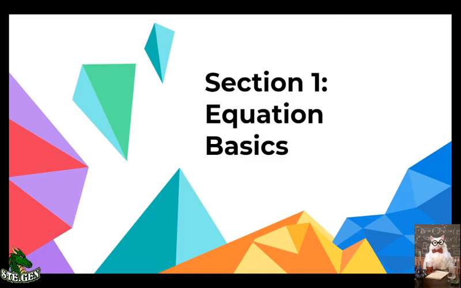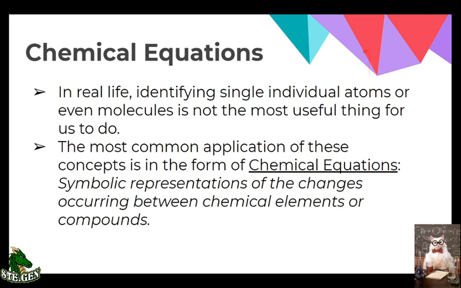So for section 1, we've got equation basics. In real life, identifying just single atoms or single elements, like looking at them and saying, oh, well, that's an iron, and then that's 2 chlorines, so that means iron must have a 2+ charge, so iron(II) chloride. Bam, got it. That's not really the most useful thing to do either. Looking at just atoms isn't super useful, and looking at just compounds usually isn't super useful. Mostly what we want to do is apply them to chemical equations, symbolic representations of the changes that occur between chemical elements or compounds.